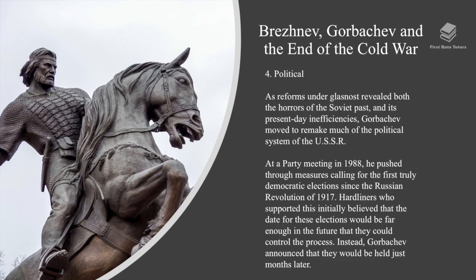Political reforms. As reforms under Glasnost revealed both the horrors of the Soviet past and its present-day inefficiencies, Gorbachev moved to remake much of the political system of the USSR. At a party meeting in 1988, he pushed through measures calling for the first truly democratic elections since the Russian Revolution of 1917. Hardliners who supported this initially believed that the date for these elections would be far enough in the future that they could control the process. Instead, Gorbachev announced that they would be held just months later.